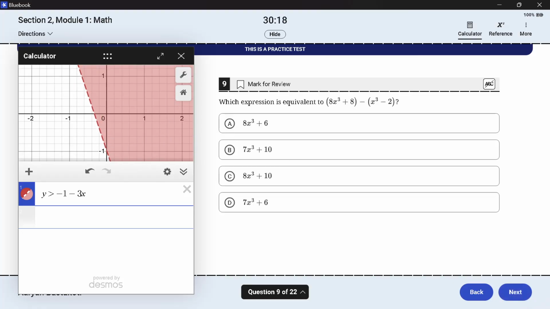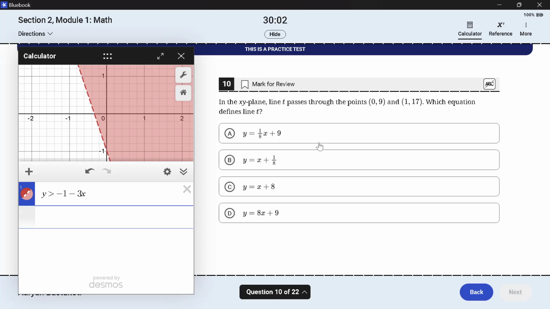Next, which expression is equivalent to this? So 8x cubed minus x cubed, so we need 7x cubed, and 8 minus minus 2 is 8 plus 2, which is 10. So 7x cubed plus 10. In the xy plane, line T passes through points (0, 9) and (1, 17). Which equation defines the line T?